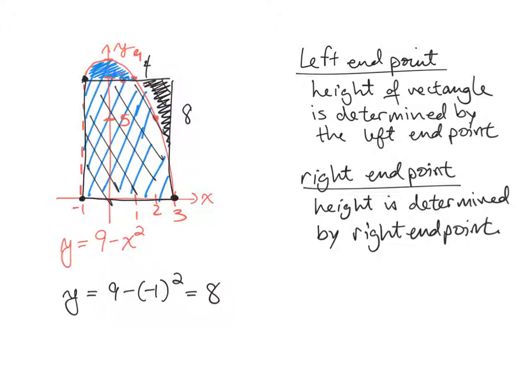By contrast, if I had picked the right endpoint of this interval, this endpoint, what happens when we substitute 3 into the function? Let's see, 9 minus 3 squared is 0. Oh my. What would happen would be, if we picked this endpoint, and I'm going to use green here to do this, the height of our rectangle would be 0. So we would have no area.